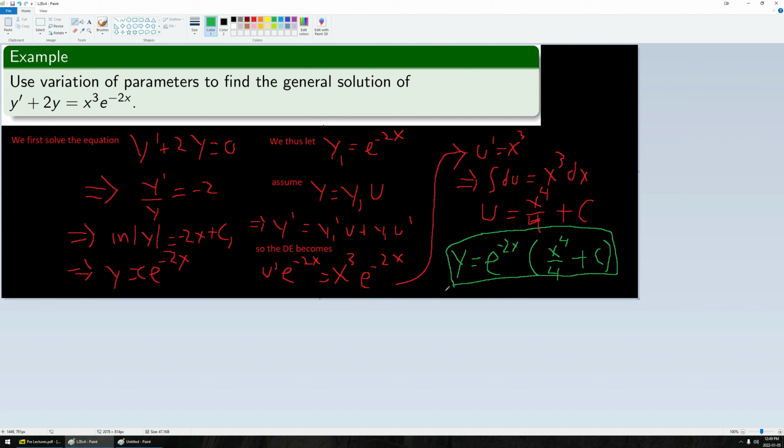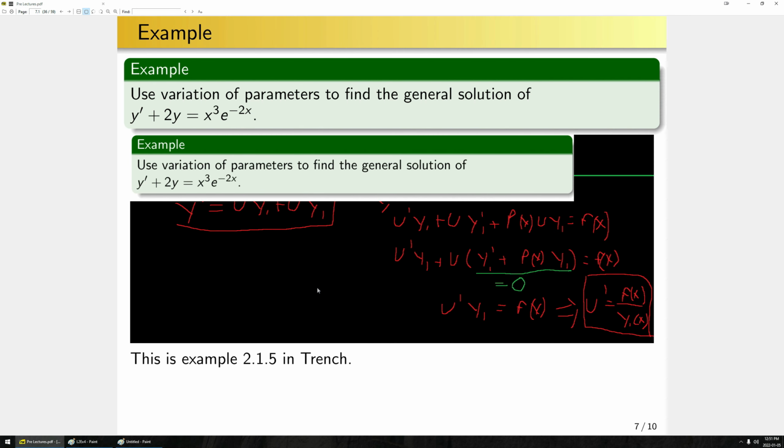Okay, so this method does work here. It does work in general. So let's go back to our slideshow to end the lecture here. Again, this is example 2.1.5 in Trench if you want to see it written out there.